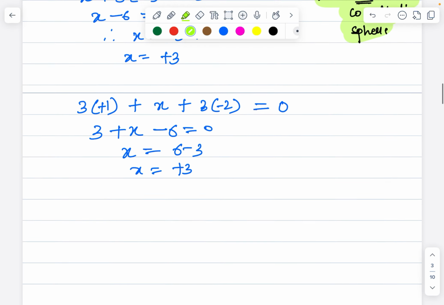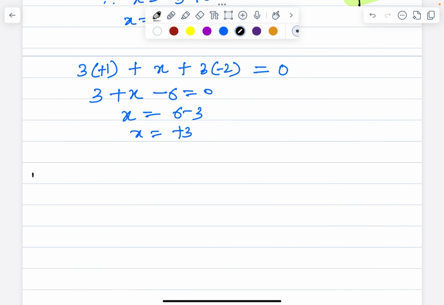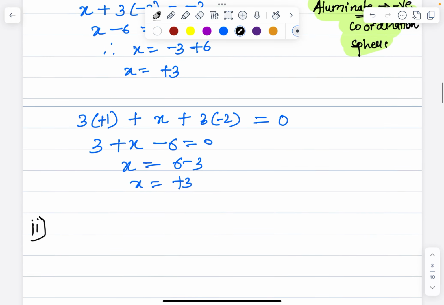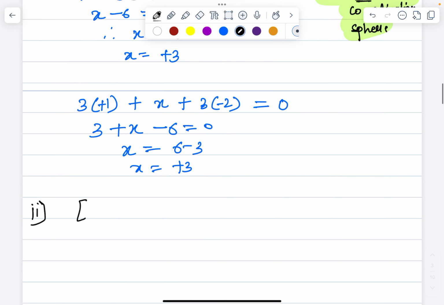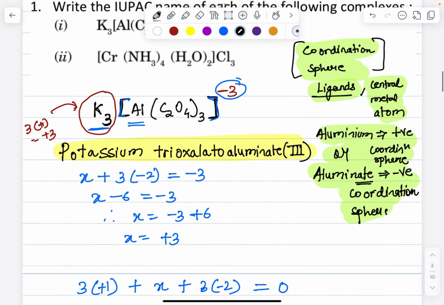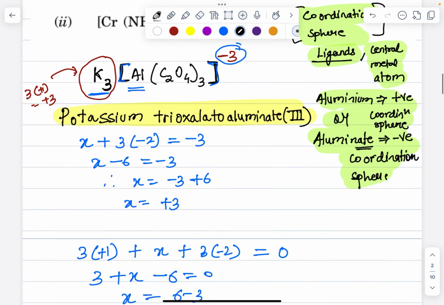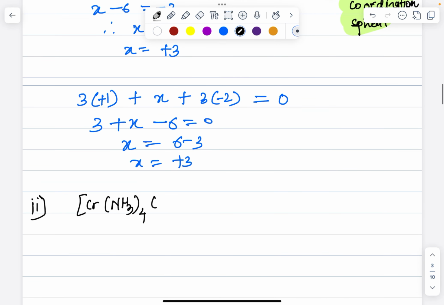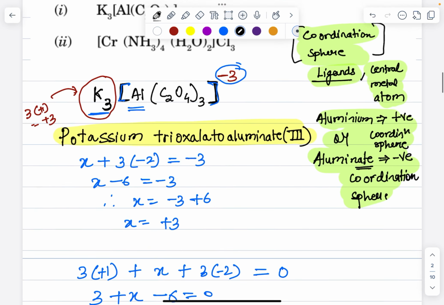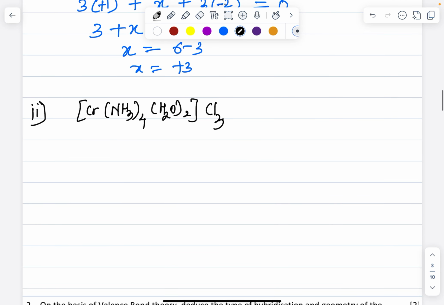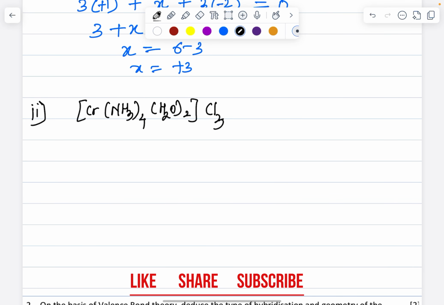Second, I'll write the second part of this question. They have written what it is: chromium NH3 4, chromium NH3 4 H2O twice, and the counter ion is negative chlorine, Cl3. Okay, 1, 2 and 3 over here, you may have messed up the whole question.